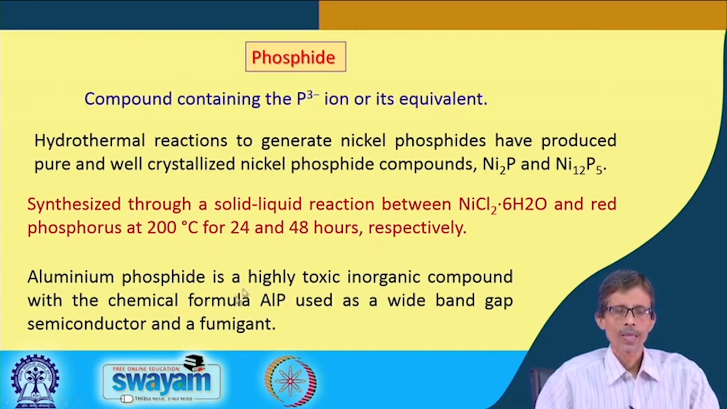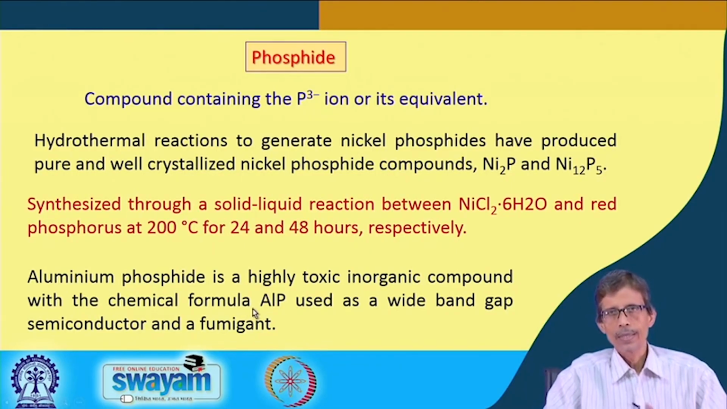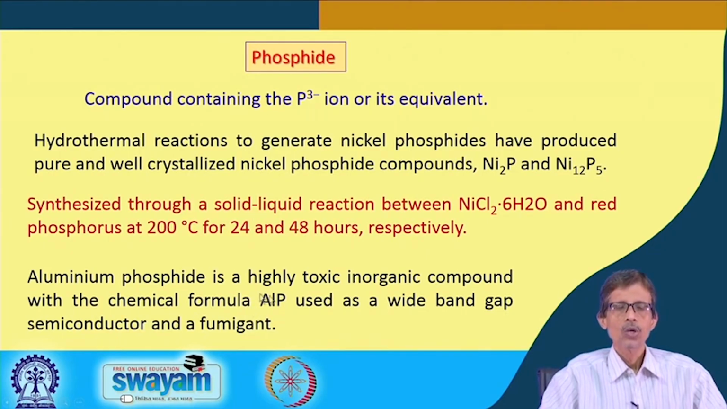AlP. Aluminum is trivalent, so Al3+, and phosphorus is present as the phosphide ion, P3-. So, it is a 1:1 composition for that solid material, for the presence of your aluminum and phosphide ion, but you can have some special purpose for this, though it is highly toxic.